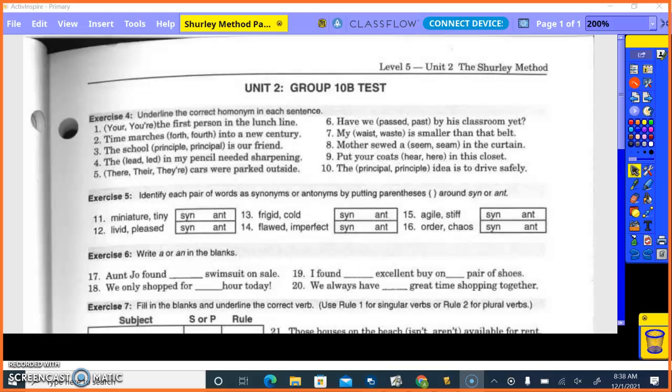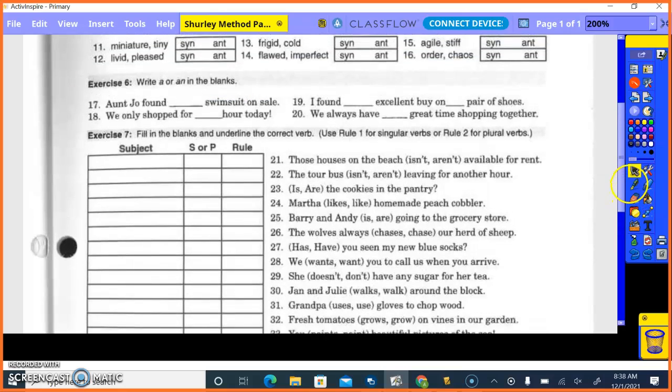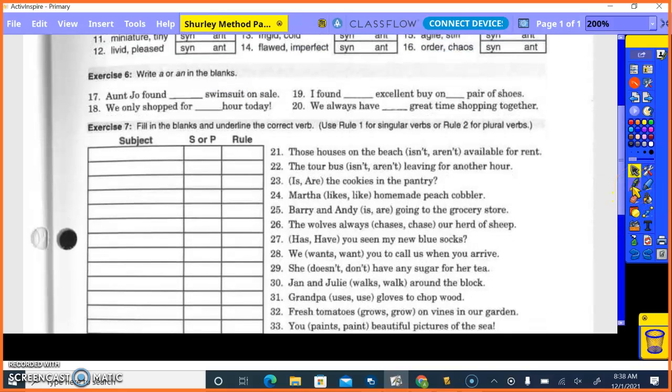5th grade Shurley method, page 25, part 2. Okay, so we're doing exercise 7. Fill in the blanks and underline the correct verb. Use rule 1 for singular verbs or rule 2 for plural verbs.